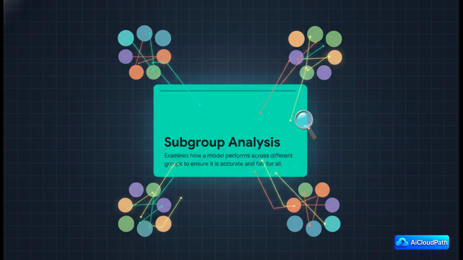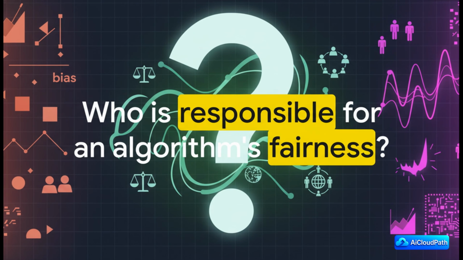To fight against this, experts use a really powerful technique called subgroup analysis. This is so critical because it means they don't just look at a model's overall accuracy. Nope, they dig way deeper, and they check to see if it works fairly and equally for everyone across all different kinds of communities.